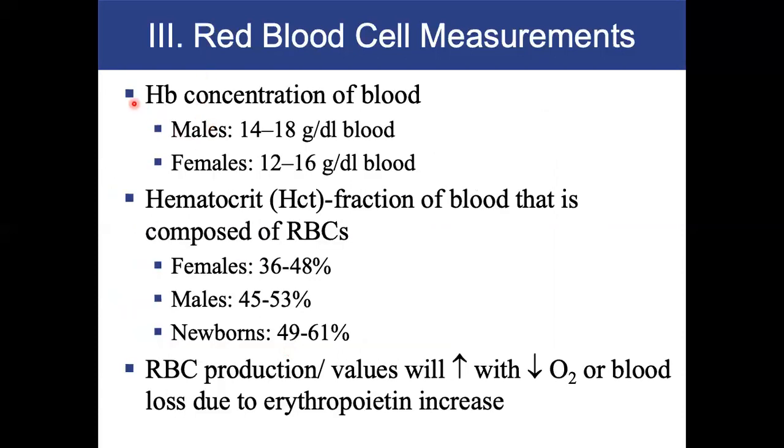Hemoglobin concentration of blood, right? Males 14 to 18 grams per deciliter. So grams per deciliter, grams per 100 mils. Females 12 to 16 grams per deciliter. So think about that. If you had 100 mils of blood, you would have about 15 grams of hemoglobin. That's just crazy, right? That's a lot of hemoglobin.